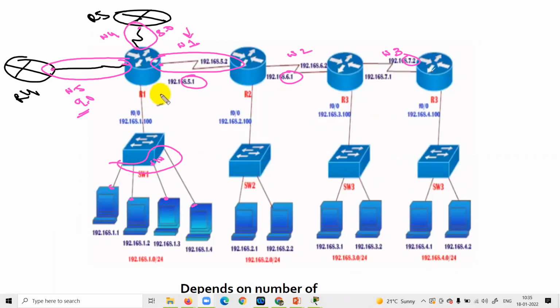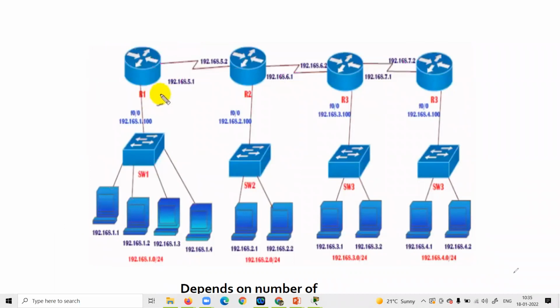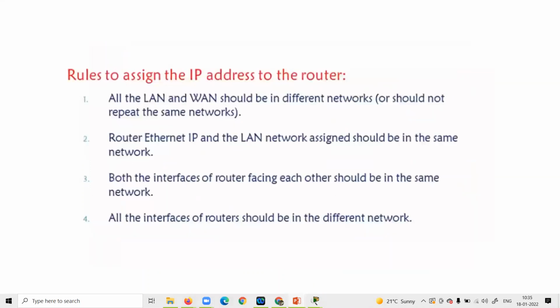Okay. So now this is the clarification of the first point. That's why I told you we will go point by point. Okay. So again, I will read my first point, that all LAN and WAN should be in a different network, or it should not repeat the same network. So that is the same thing, right? Obviously, different network means I am not going to repeat the network. Okay.